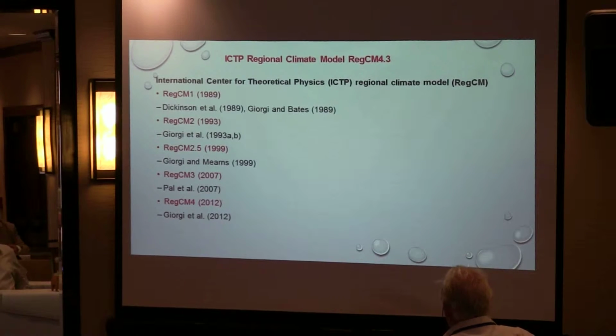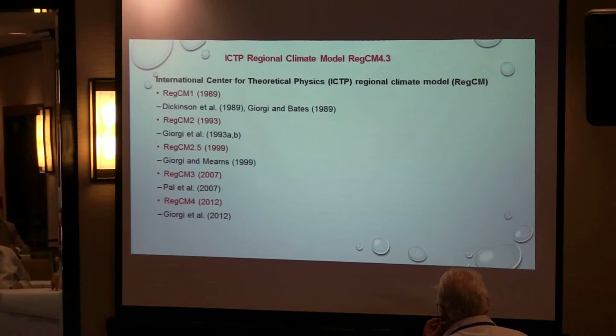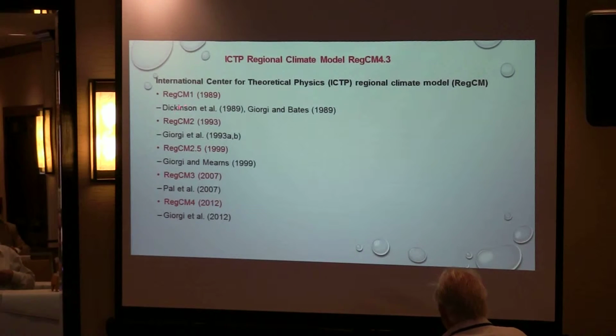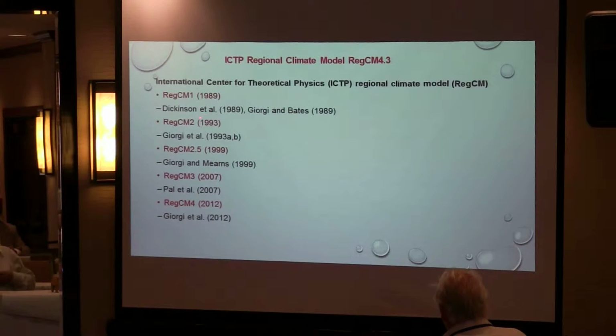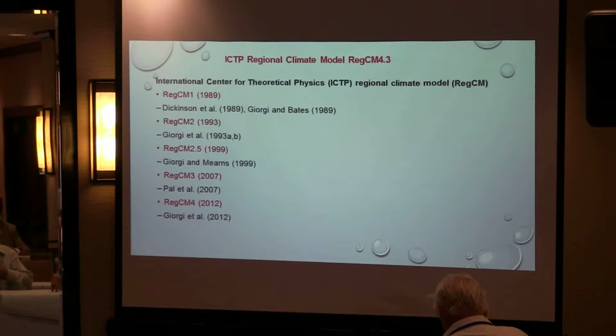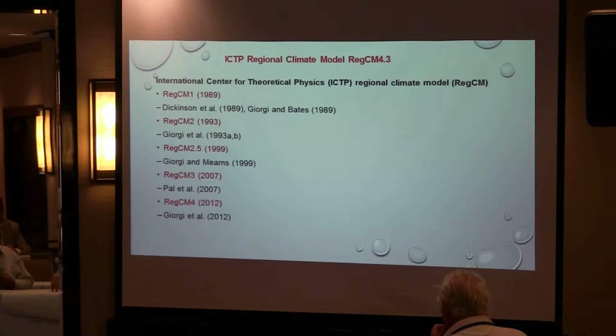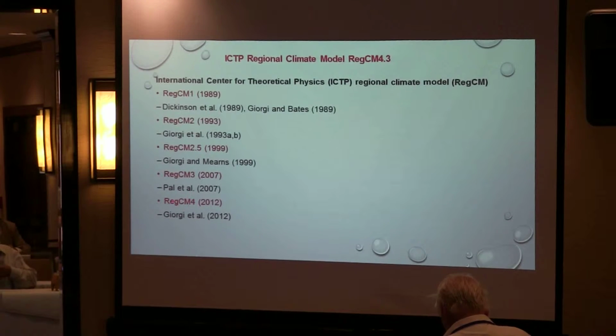Here is a short introduction of the regional climate model. In this study, we use the International Center for Theoretical Physics regional climate model version 4.3. Initially, the first version was developed in 1989 by Dickinson et al., then it went through further development, and finally we have its fourth version, introduced by Giorgi et al. in 2012.